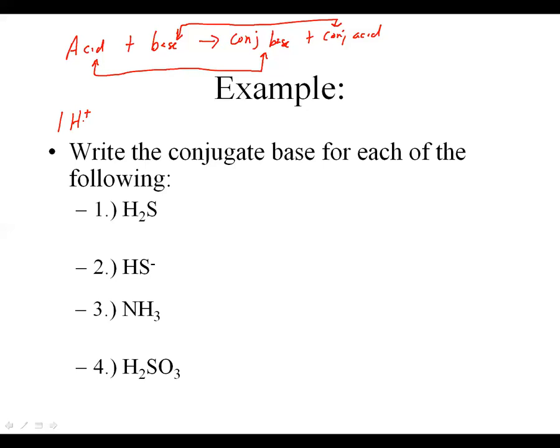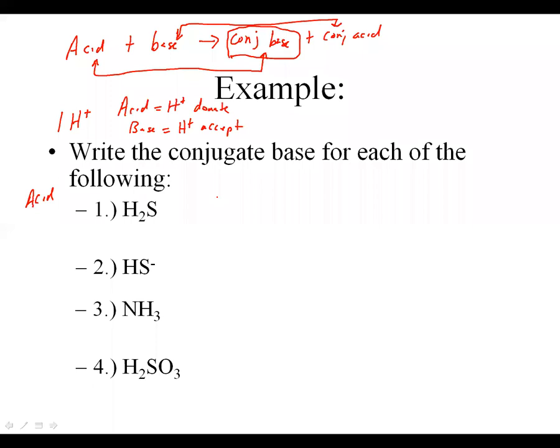So for example, in this case, we are looking to write the conjugate base. That means that we're ultimately looking to end up with this one over here, which is our conjugate base. And that means that its partner on the other side would be the acid, sort of working backwards. So all of these are acids. And again, the definition of an acid is something that will donate an H plus, while a base will accept it. So each of these, because they are technically acids, should donate the H plus.